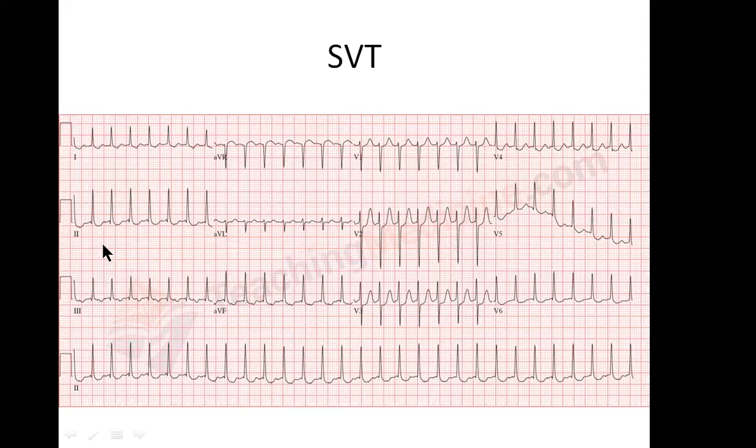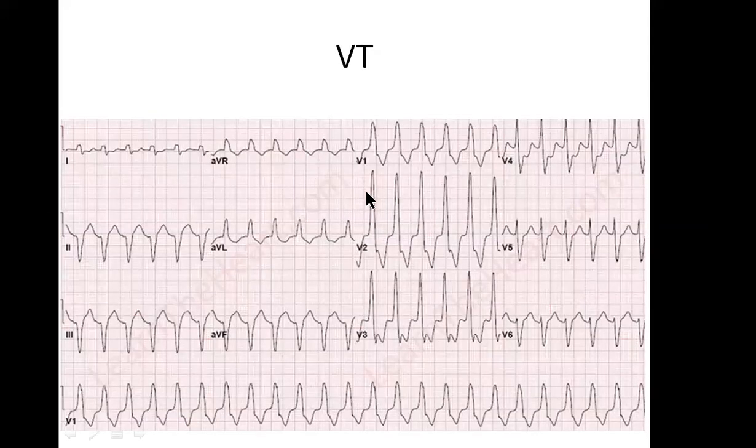And now you can clearly see that the QRS complexes are very wide, and they are not being preceded by regular P waves. This rhythm is ventricular. Whenever you see these wide complexes, rhythm is ventricular. When you see narrow complexes, rhythm is supraventricular. So this is ventricular tachycardia.